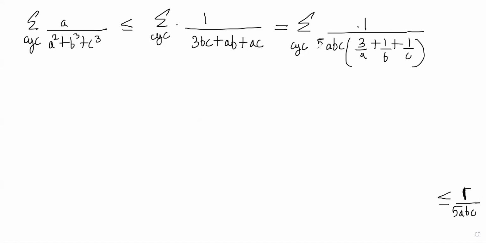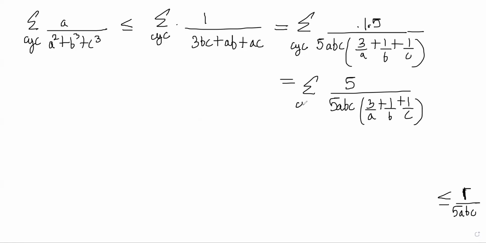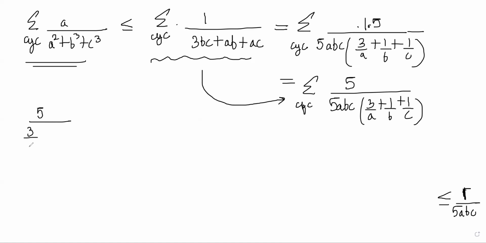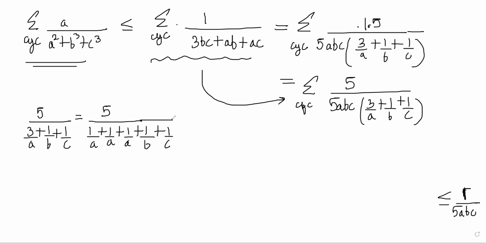So I will multiply this by 5 here and this by 5 here. So I'm getting equal to 5 by 5ABC times 3 by A plus 1 by B plus 1 by C. This is the cyclic sum. Basically we have converted this. This is equal to this. And we still have the LHS is less than or equal to this term, right? Now think about it. 5 by 3 by A plus 1 by B plus 1 by C is the harmonic mean, because it can be written like this. Harmonic mean of these quantities, right?